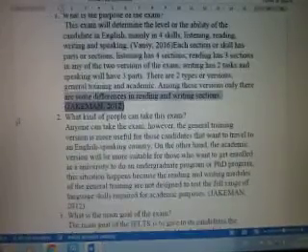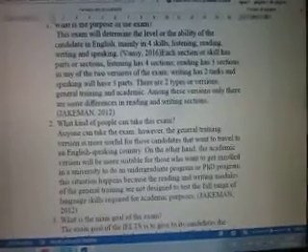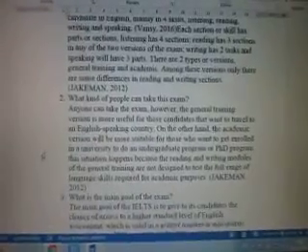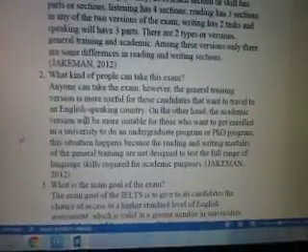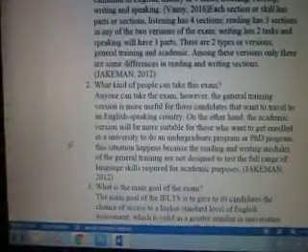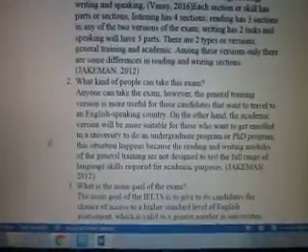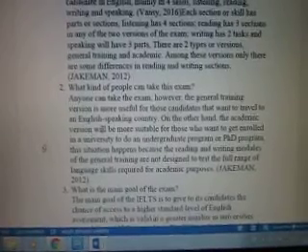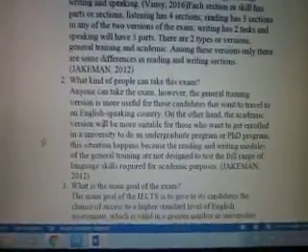What kind of people can take this exam? Well, I think that, as I mentioned just some seconds ago, there are two types of this exam. The general training is more for people who are going to make some studies in secondary school or want to travel to any country that has English as a first language.